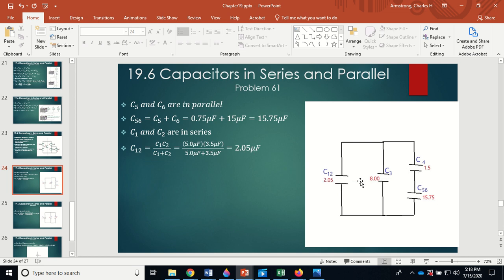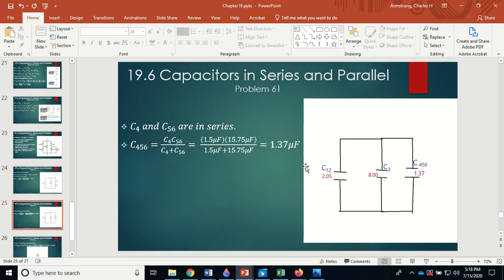Now these two are in parallel. I mean, are in series. See if I got that right. Yeah, I got it right. Good. So they're in series, so we got to do this again. So it's C4 and the combination of capacitors 5 and 6. Okay, we just use that equation, plug in our numbers.